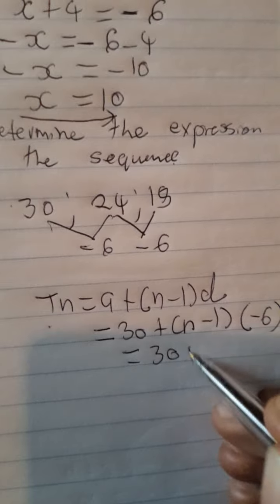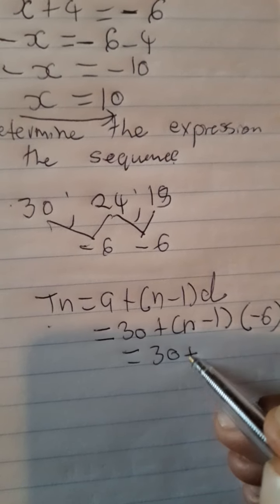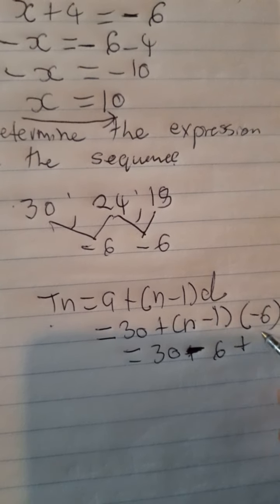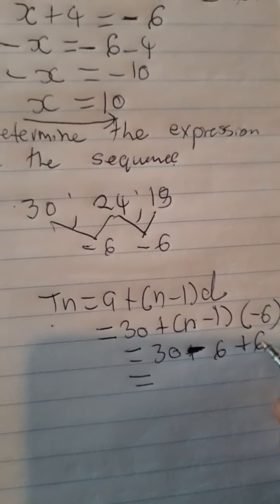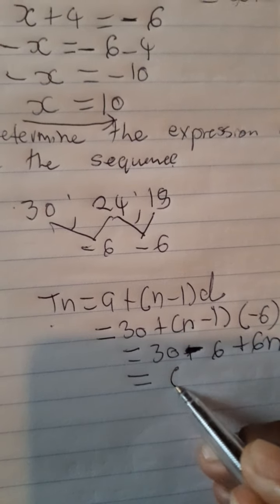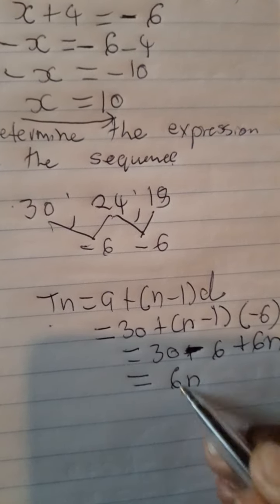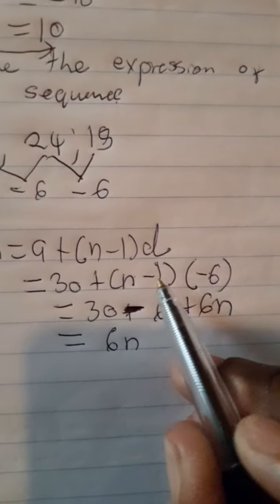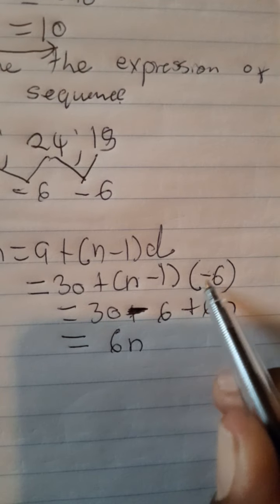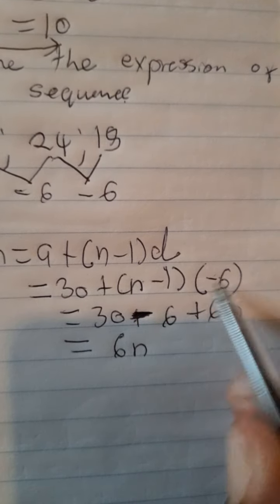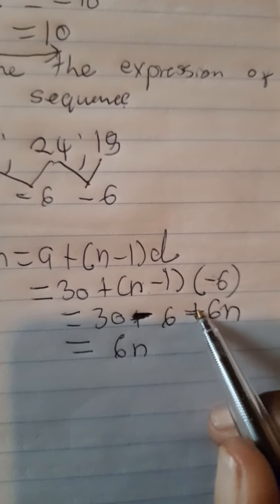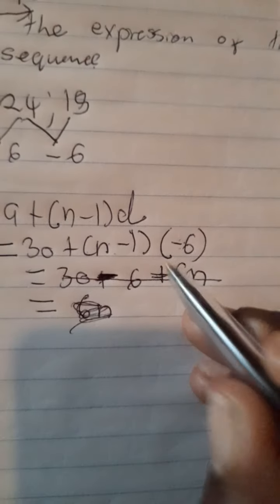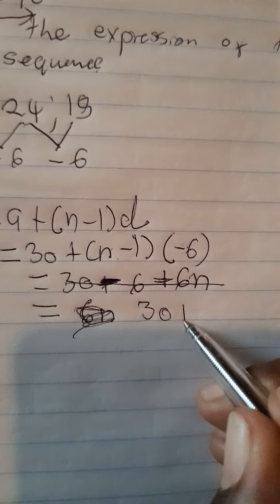Therefore, it will be 30. Negative 6 times n will be minus 6n. Negative 1 times negative 6 will be positive 6. Don't forget, positive 6. Then let's write this in standard form. Oh, I think I made a mistake here. Let me restart it afresh so that I do things that are accurate.